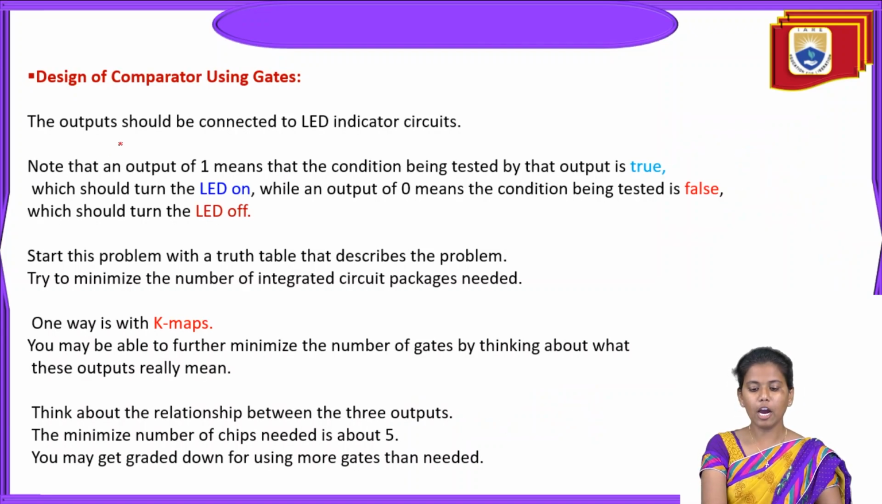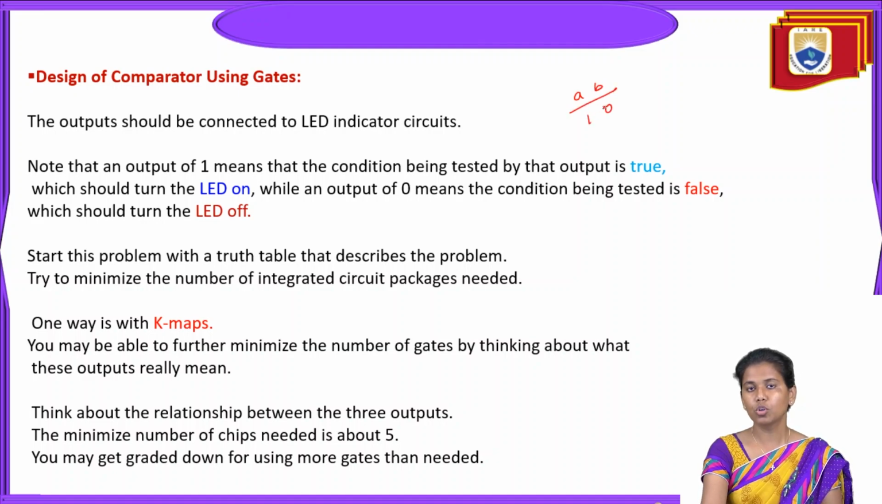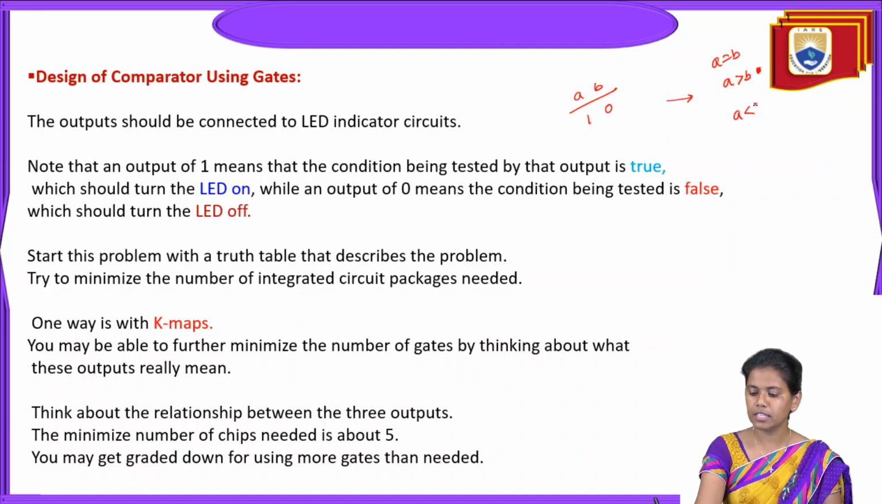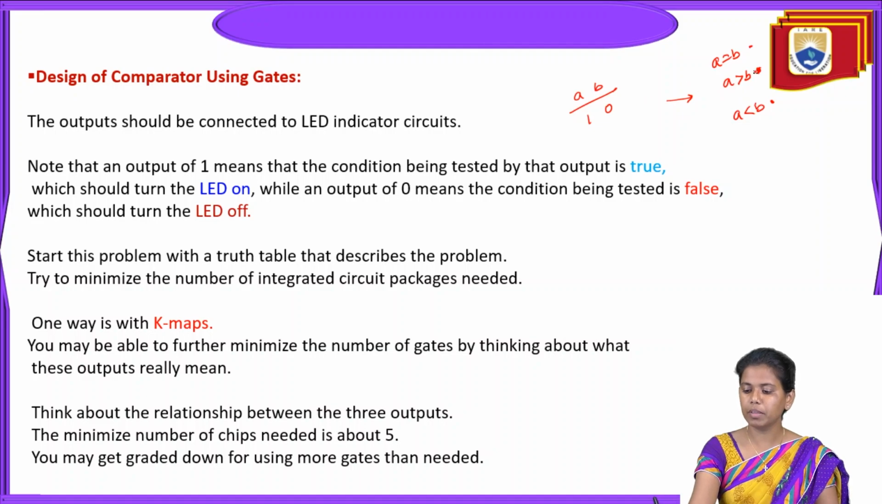Now we will see the output should be connected to an LED indicator. Why? Because as per the inputs that I am considering, 1 0, the output is A greater than B, so this LED should glow, right? So the output must be connected to an LED indicator. All three combinations, A greater than B, A equal to B, and A less than B, will have an LED indicator, but as per the inputs that you are considering and the conditions that you are observing, it will be given as A greater than B. The LED indicator will glow.